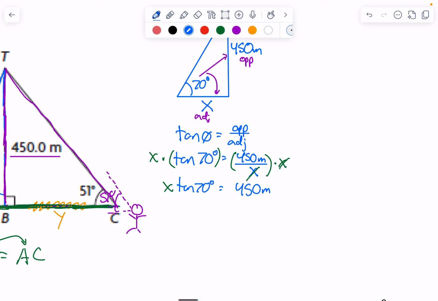We'll now isolate for x. So again, as our recap from yesterday, this tan 70 is a number. It needs to move as one big thing, okay? So do not separate the 70 and the tan from each other. You have to treat it like a number. So you divide both sides by tan 70. And now you get x equals 450 over tan 70. And it's just a calculator problem now.